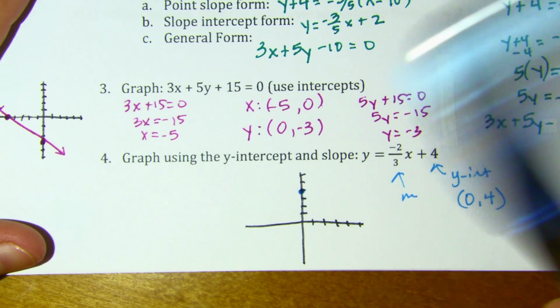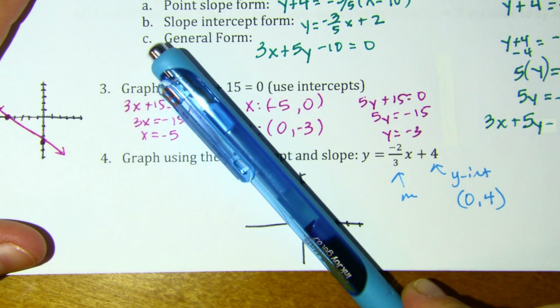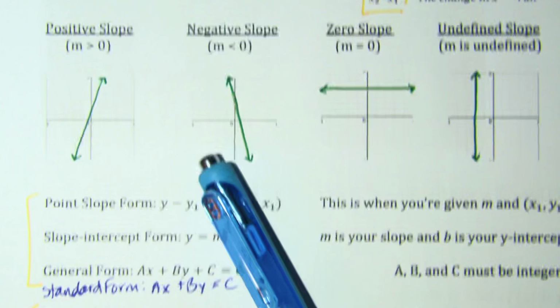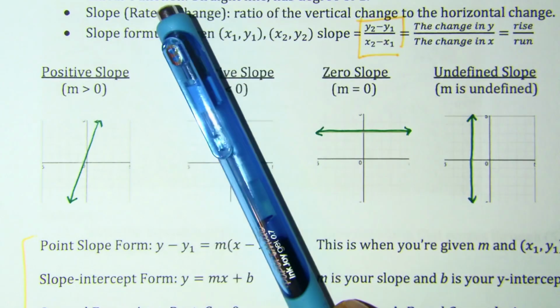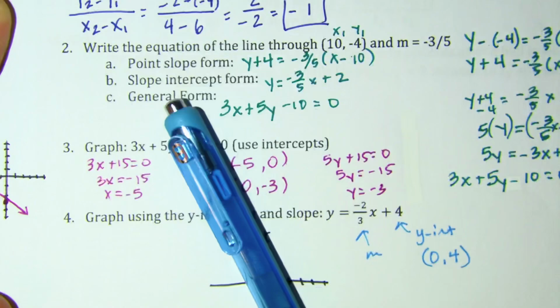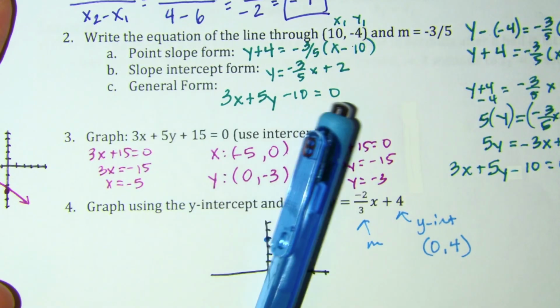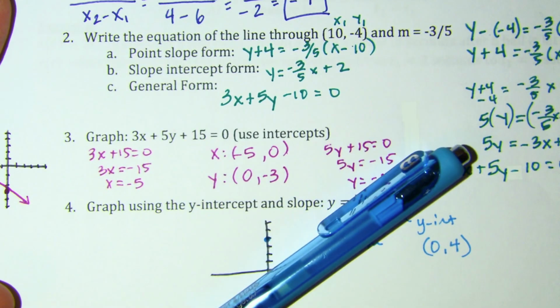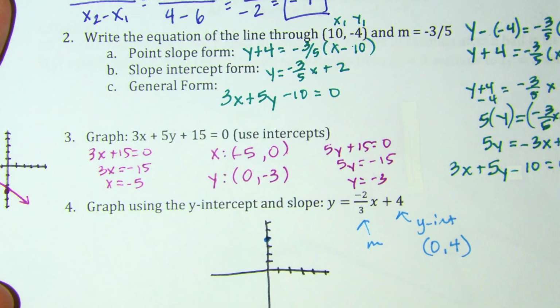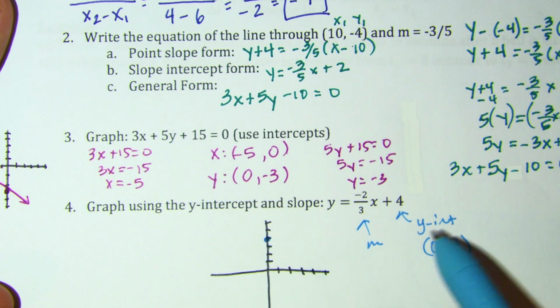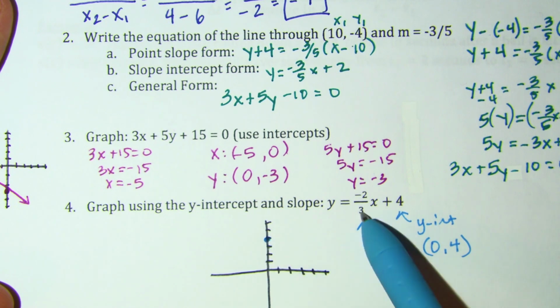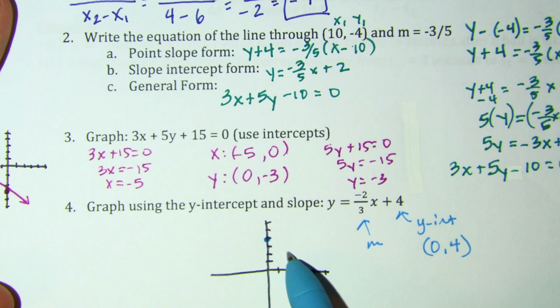So the fact that it's negative, I know my slope is going to go like this. If you go back up to the very top of this page, we know negative slopes slope down. So I know it's going to slope down like this. It won't be like this. So it's going to be sloping down like this. And the change in y is 2. So I can either go up 2 or I can go down 2. And the change in x is 3. And I want to go in whichever direction is going to give me that negative slope.